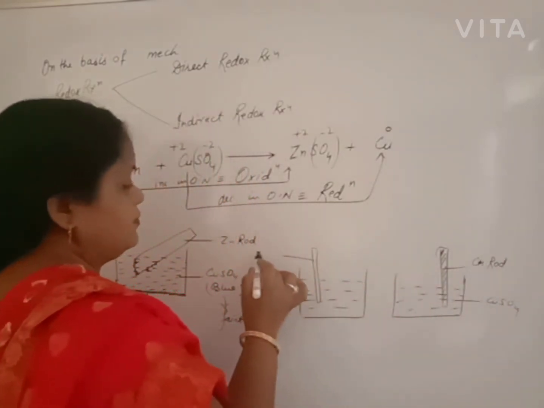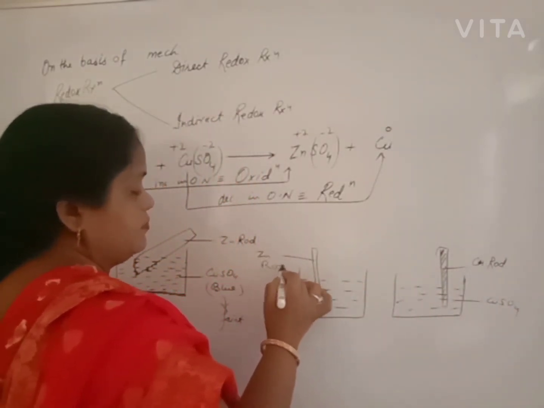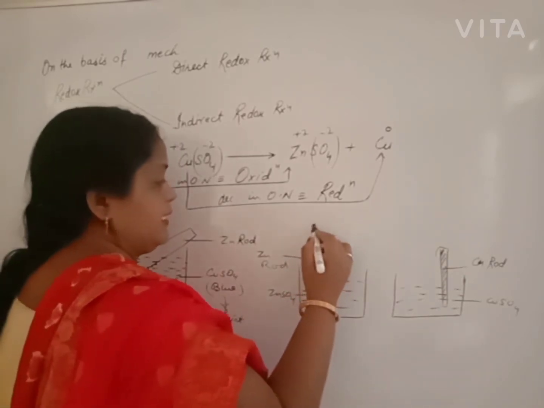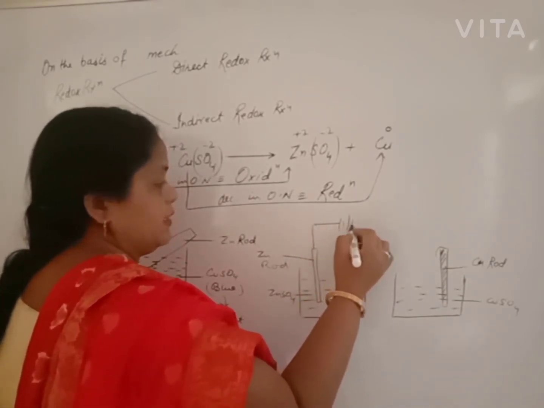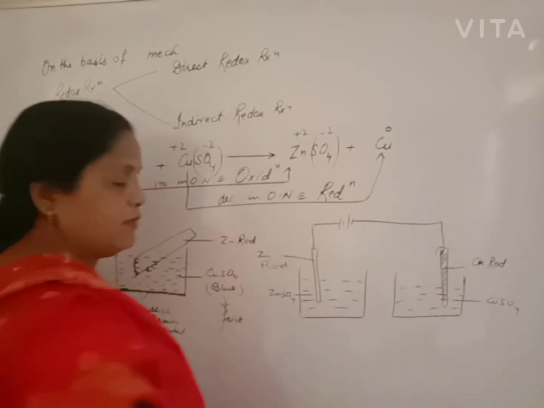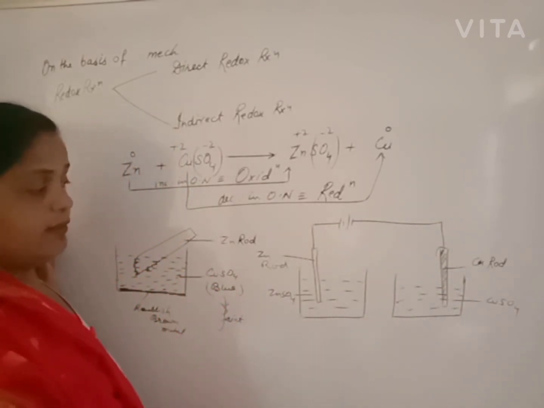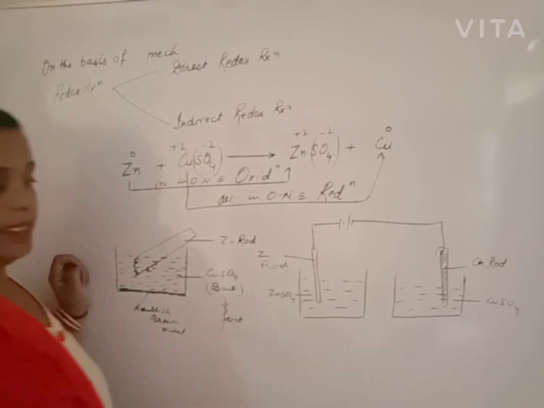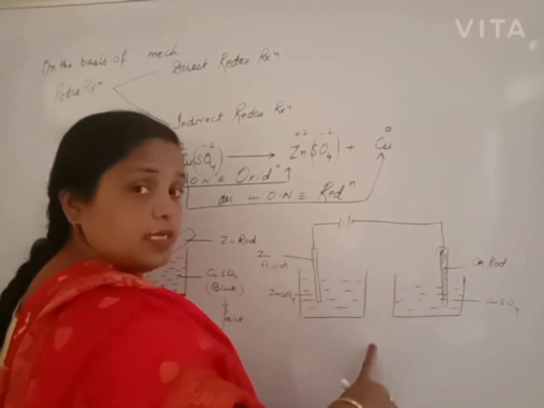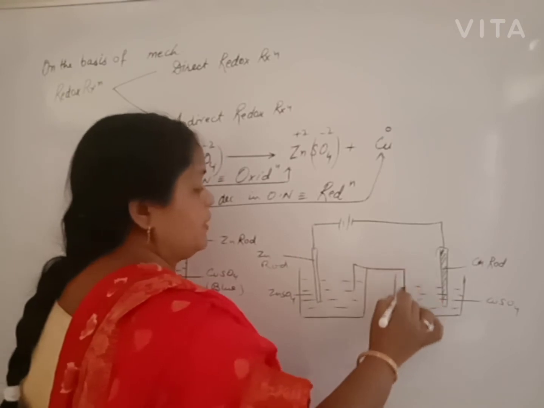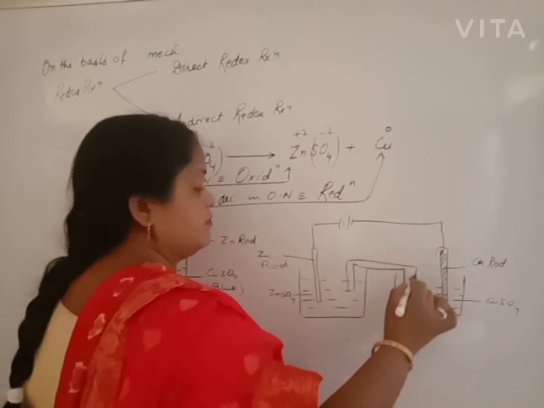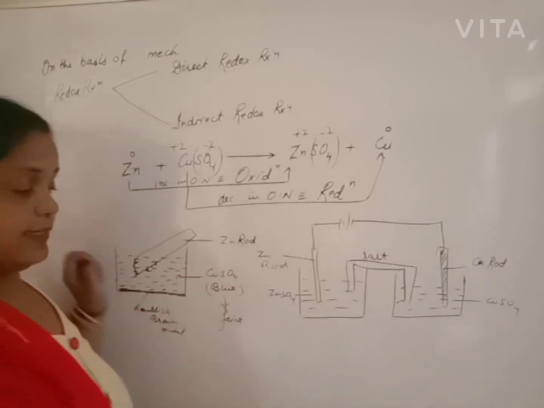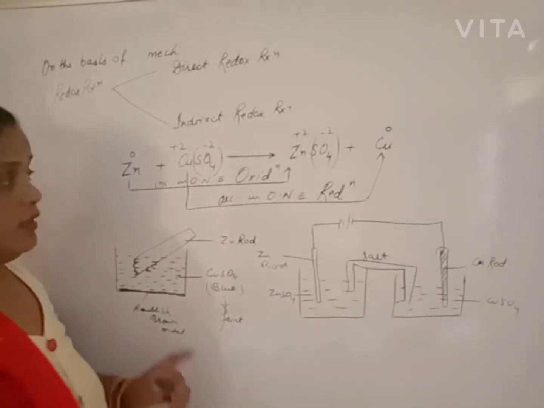Here zinc rod. These are connected with battery. Zinc is connected with positive end of the battery and copper is connected with negative end of the battery. To complete the circuit, to close the circuit, we will add salt bridge. Reaction will start and results are same.